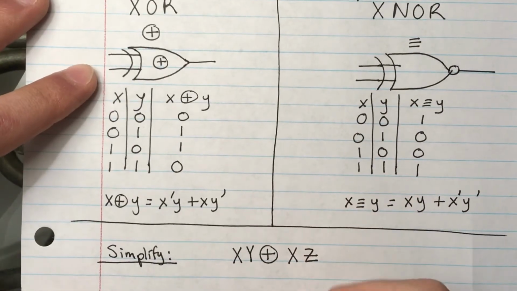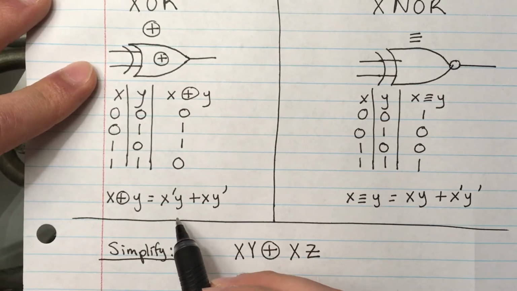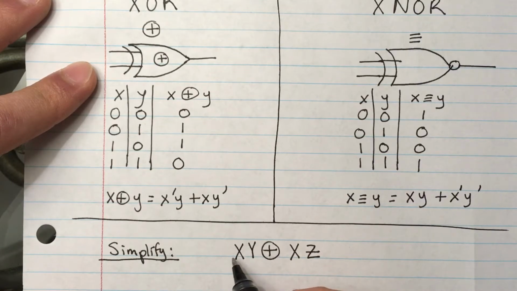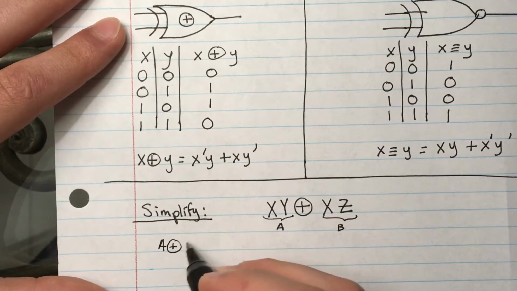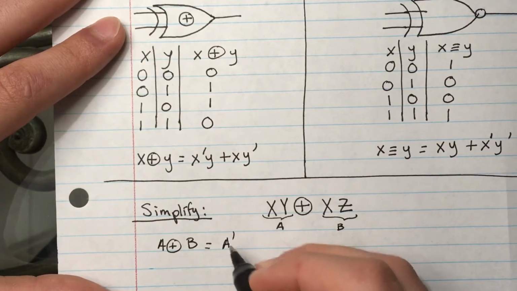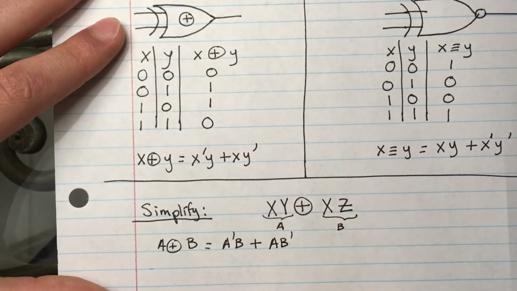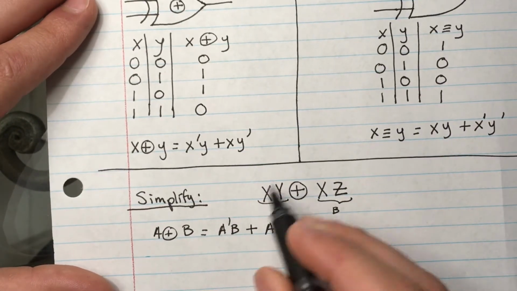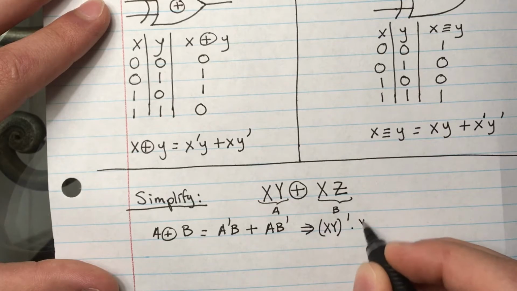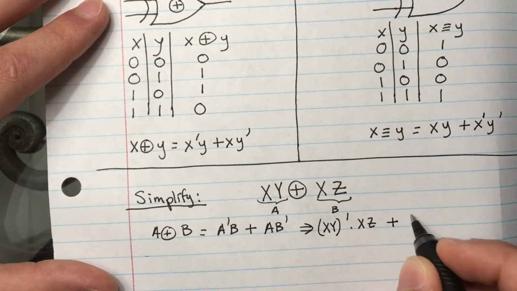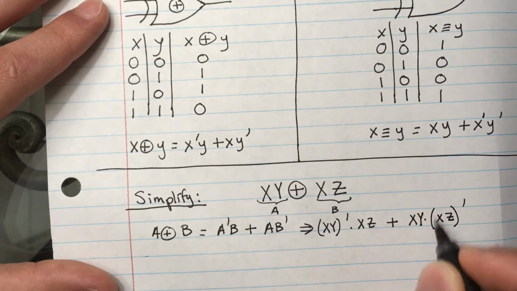So I have this example, we're going to simplify it. So using this formula for the XOR, let's say this is A and this is B. The XOR tells us, if we have A XOR B, that we're going to take the complement of A and it with B, and then we're going to add it to A and the complement of B. So substituting A and B for their original expressions, we get x y prime times x z, plus x y and x z and the complement of that.